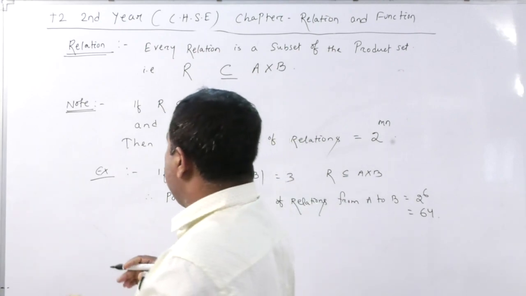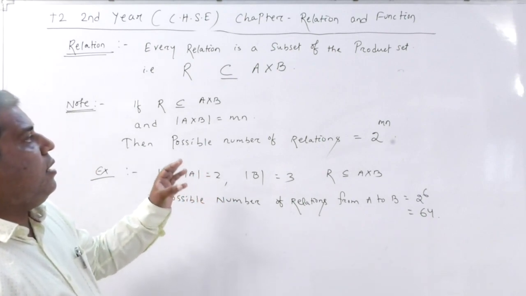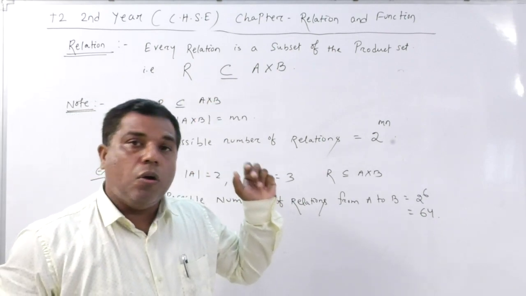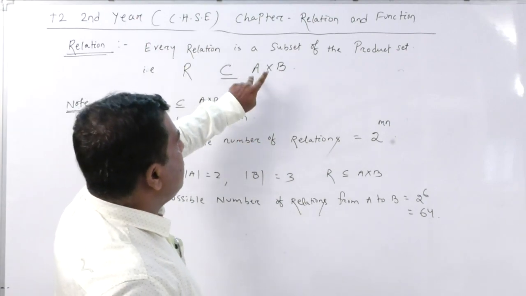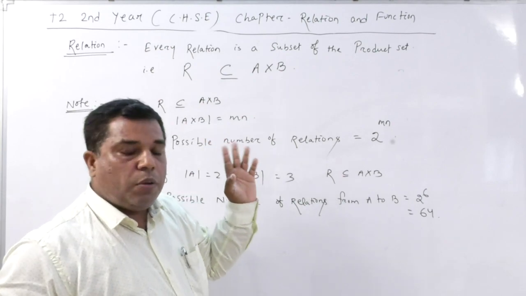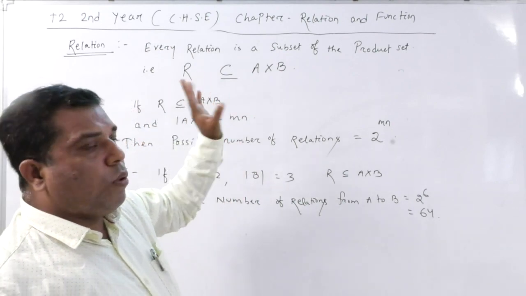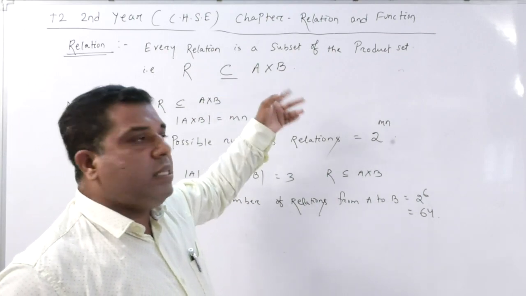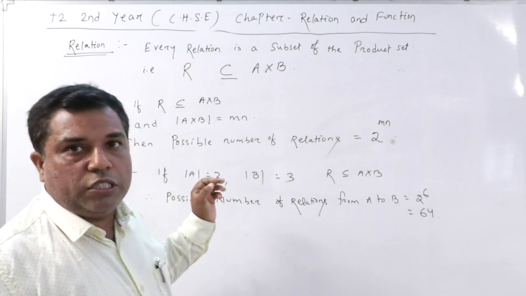If the relation is done on the product set on A itself, means here we were making the product between the sets A and B. Suppose we need to find the product on A itself, means it is A cross A. We will move to this concept now.